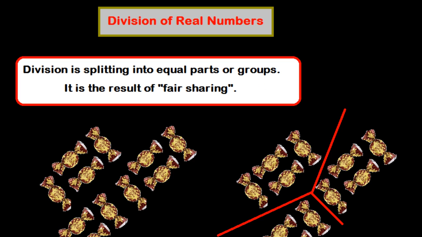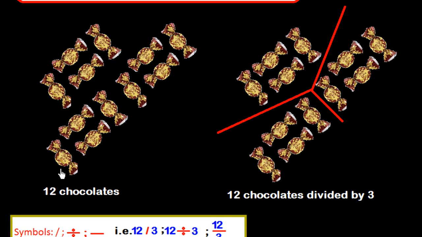In this figure, you see there are 12 chocolates. We have to divide these 12 chocolates into 3 equal parts: 4, 4 and 4. So all would be 12.